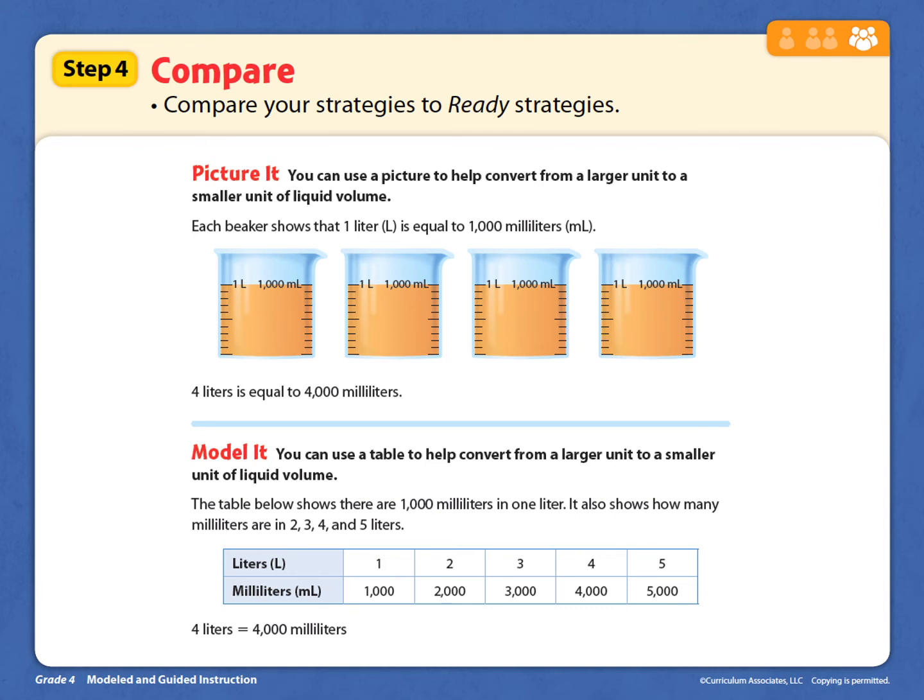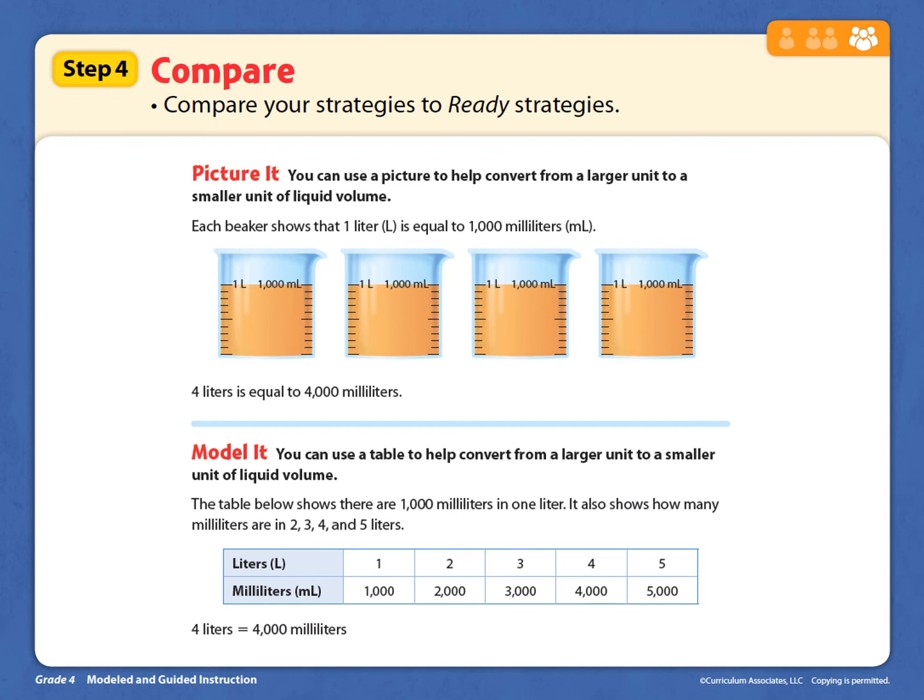All right, so these are the Ready strategies. The first strategy they used was picture it. It says you can use a picture to help convert from a larger unit to a smaller unit of liquid volume. Each beaker shows that 1 liter is equivalent to 1,000 milliliters. And this is that information I gave you in the beginning to kind of get you started on solving this problem. So you can see that there's 4 beakers because she had 4 liters. And then each beaker is equivalent to 1,000 milliliters. So 4 liters is equivalent to 4,000 milliliters.